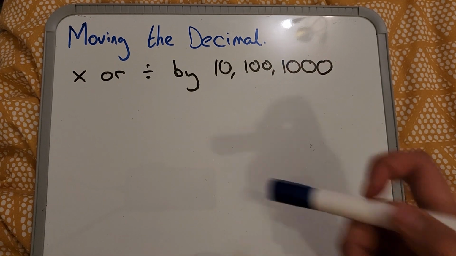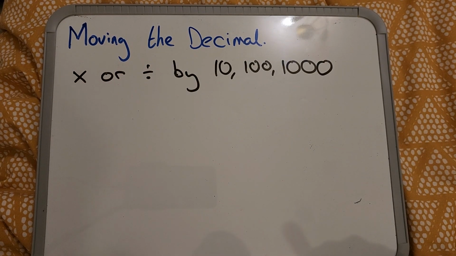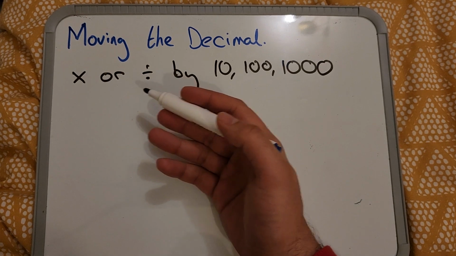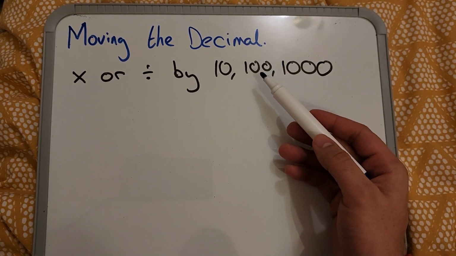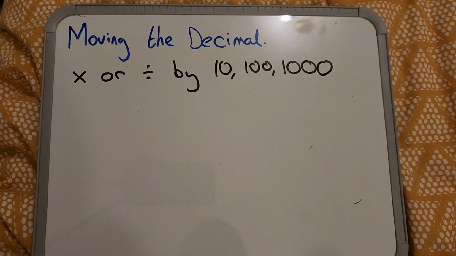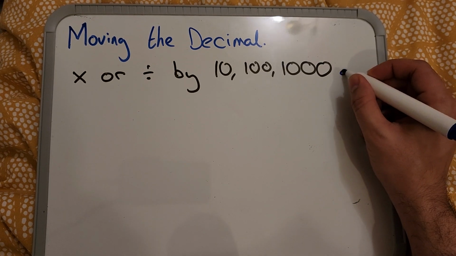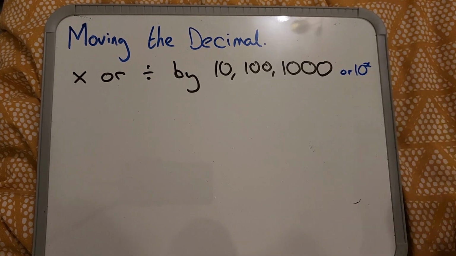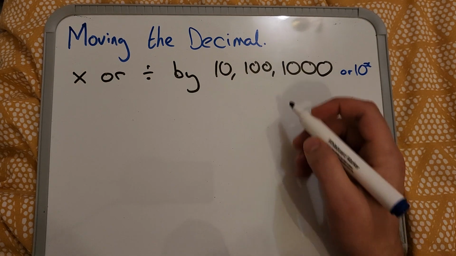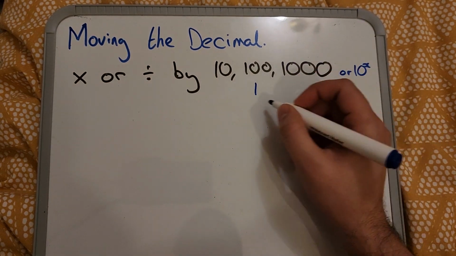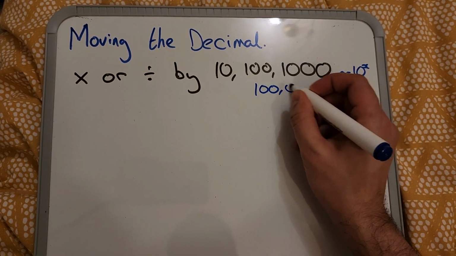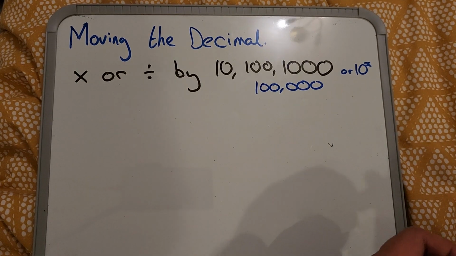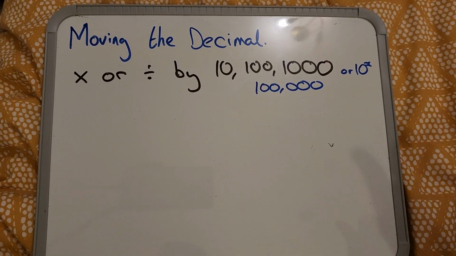So today we're going to be looking at moving the decimal, which is basically another way of saying timesing or dividing by 10, 100 or 1,000. This can be by 10 to the power of anything really. So this could be 10 to the power of 5. It would be timesing or dividing by 100,000 there. So let's have a look at the most simple way.